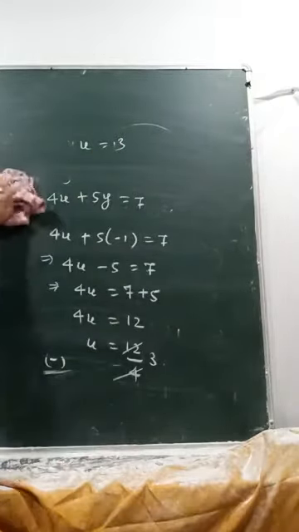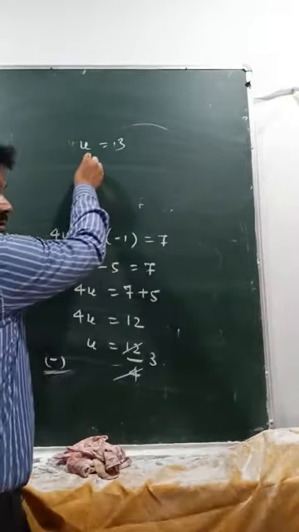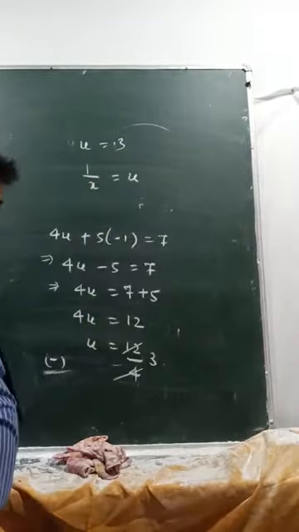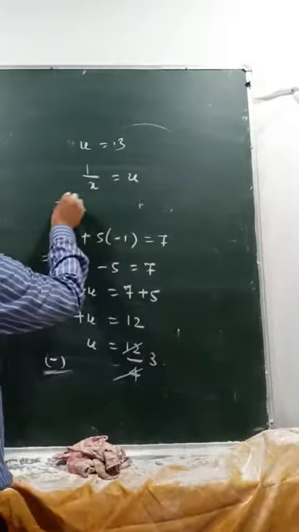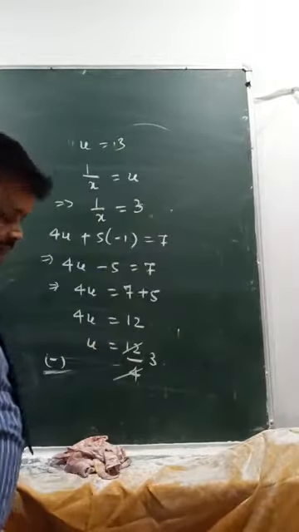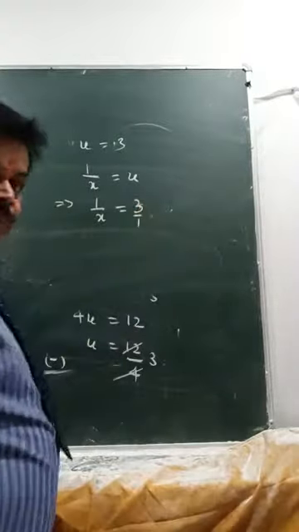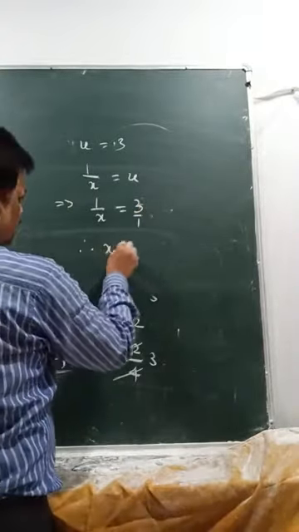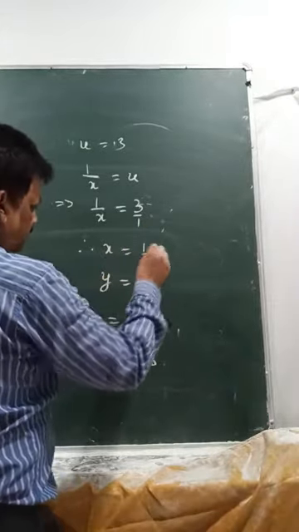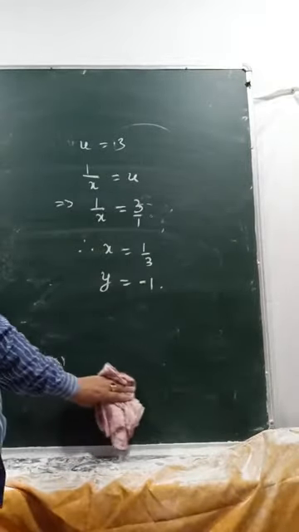But we don't need to find u, we need to find x. 1 by x equals u, which means 1 by x equals 3. So 3 means 3 by 1. Therefore, x equals the reciprocal, 1 upon 3. Already I have got y equals minus 1. This is one pattern. Suppose I take another type.